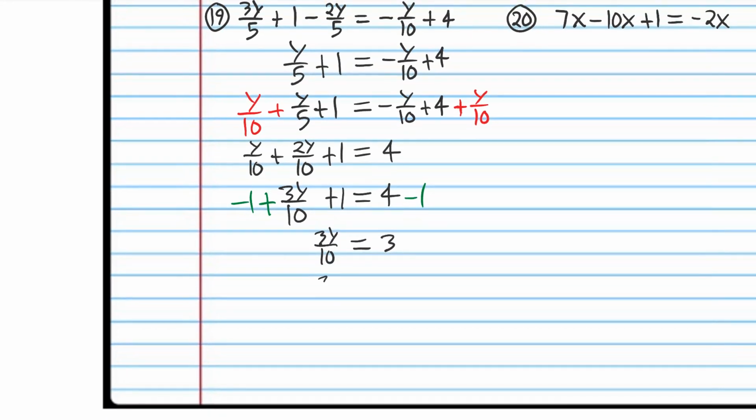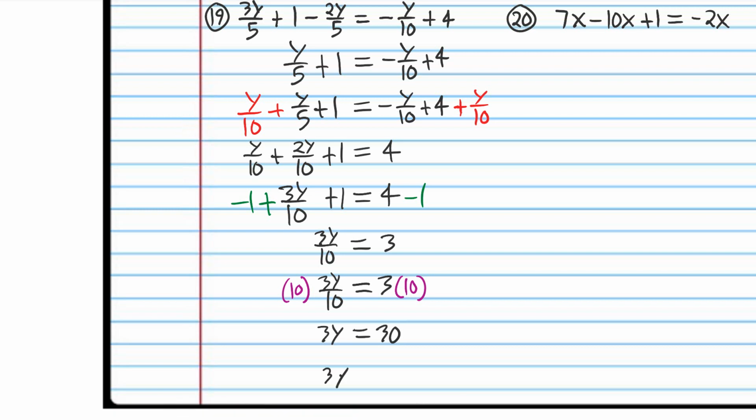Now I'm about to perform an operation on both sides, so we got to rewrite that. And I want to get rid of the 10 first. So that's divided by 10, so we have to multiply by 10 to get rid of it, because multiplication is the opposite of division. And 10 times 3 is 30. The 10's cancel out, you end up with 3y.